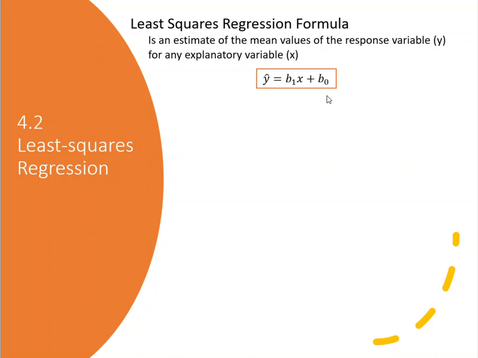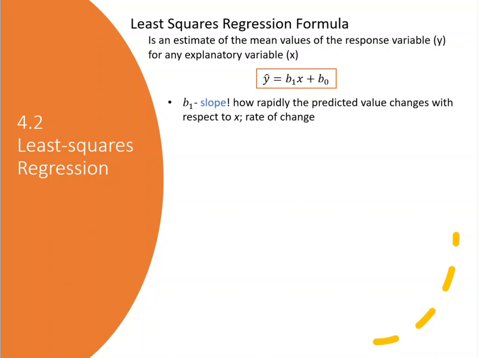but we're going to identify some different components than would have been used in a traditional algebra class. The first one we want to look at is going to be b1. Now, b1, you'll notice right here, is going to be a number, and it's going to fall directly next to your explanatory variable x. We identify this b1 as the slope. Slope is a rate of change, as it has always been for us, and we're going to use this slope to be able to understand how rapidly that predicted value changes with respect to some x.